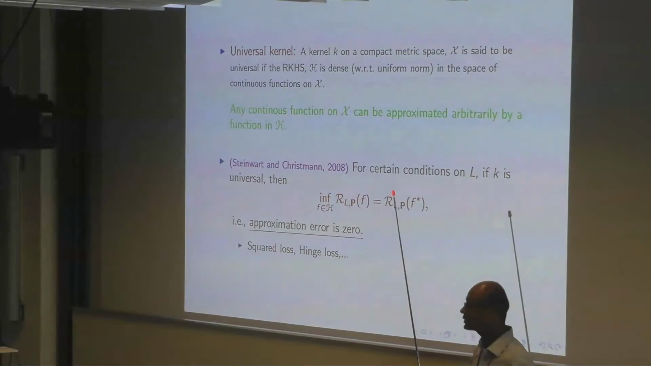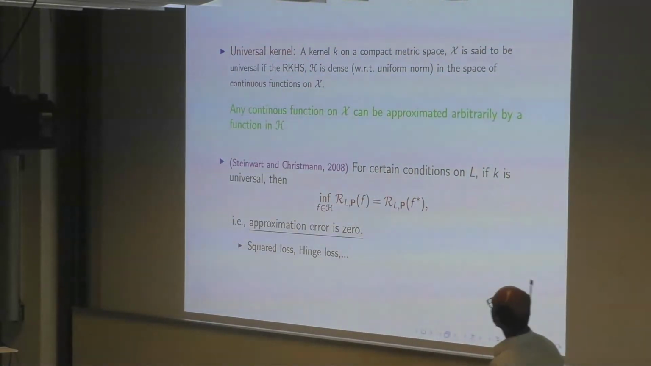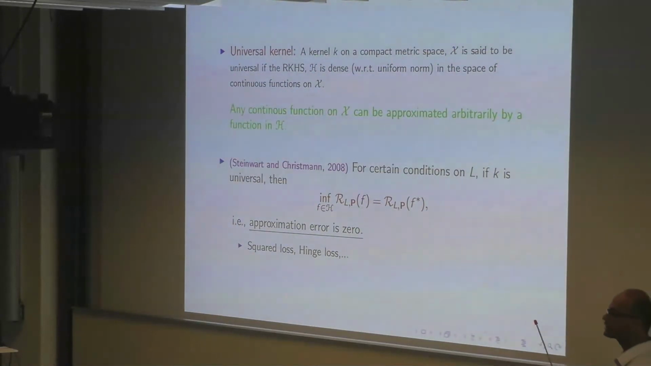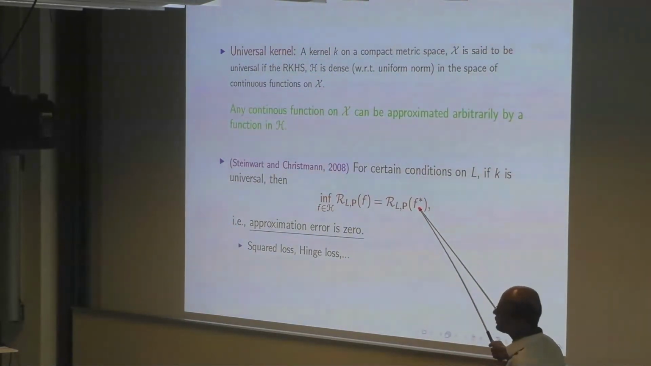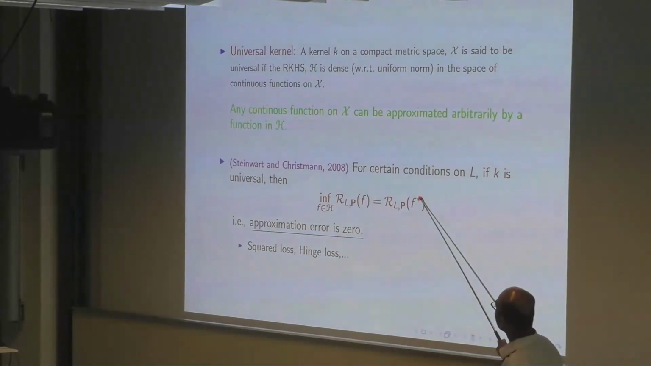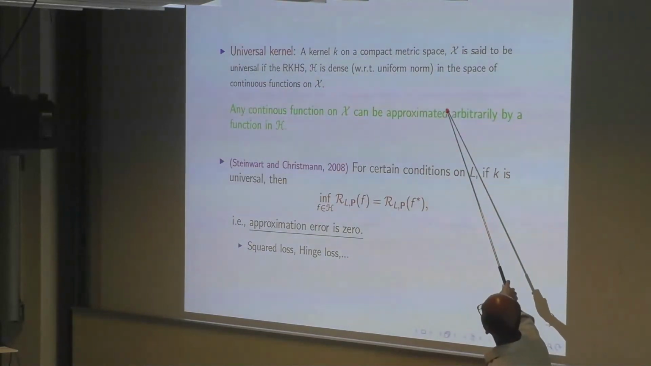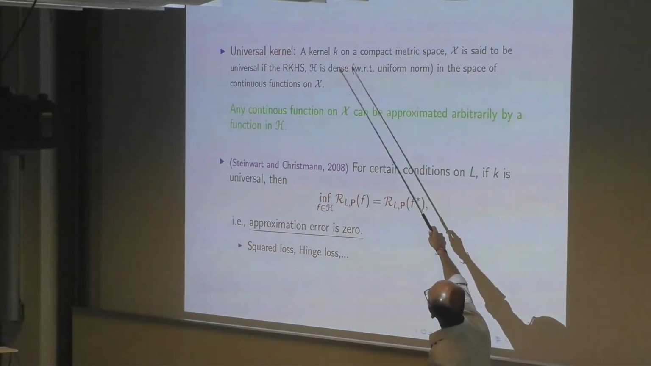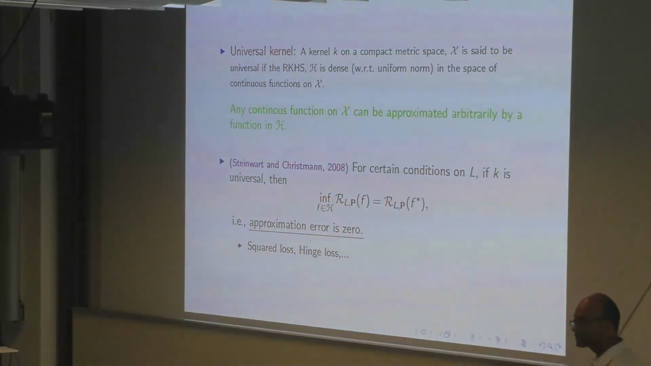There is a certain type of RKHS that you need to work with, and that RKHS is called a universal RKHS. In the case of a universal RKHS, what it says is, if my Bayes function is a continuous function, I can approximate it by some function in the RKHS arbitrarily well. Okay, so that is what this is saying. A kernel is said to be universal if the corresponding RKHS can approximate any continuous function.